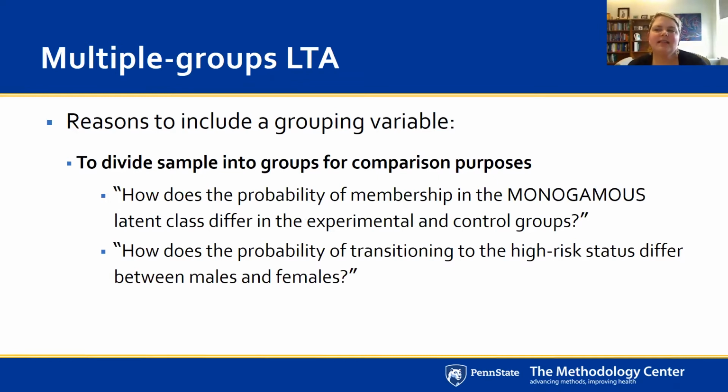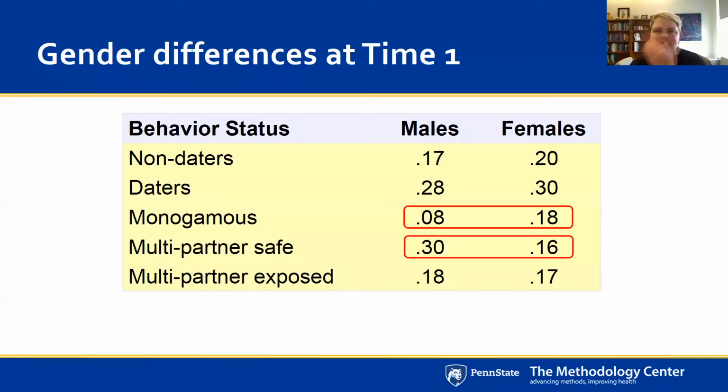So in the context of this dating and sexual behavior example, we might be interested in how the probability of membership in the monogamous latent class differs in, say, the experimental and control groups if I have an intervention. Or how does the probability of transitioning to that high risk status of multi-partner exposed differ between males and females? Are males or females more likely to make that transition?